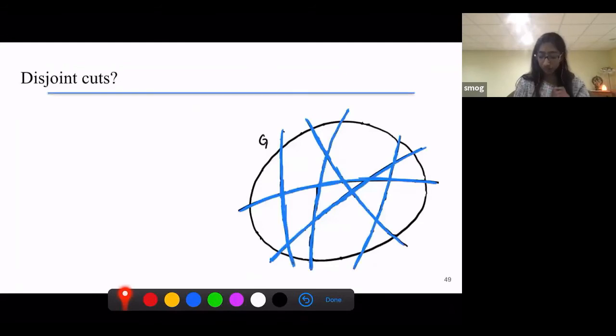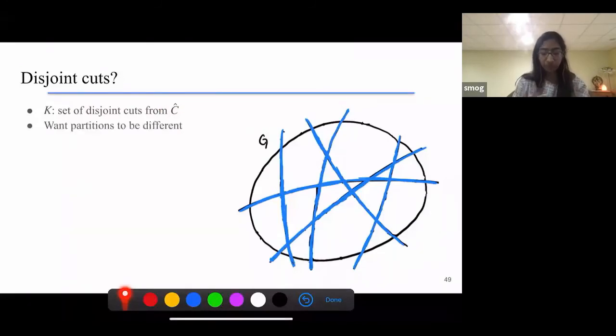And what we're going to do is construct some set of blue cuts. So some set K of disjoint cuts from C hat. So we're going to take all cuts that we want to pay for, all cuts in C hat, and we're going to choose some set of disjoint cuts from our entire set. And remember, we want the partitions between these cuts to be kind of different.